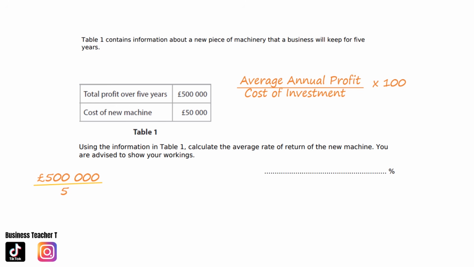And we need to divide that by the cost of the investment. And you can see in the table how much the cost of the investment is. And then we need to times it by 100. So £100,000 divided by £50,000 times by 100 gives us a figure of 200%.